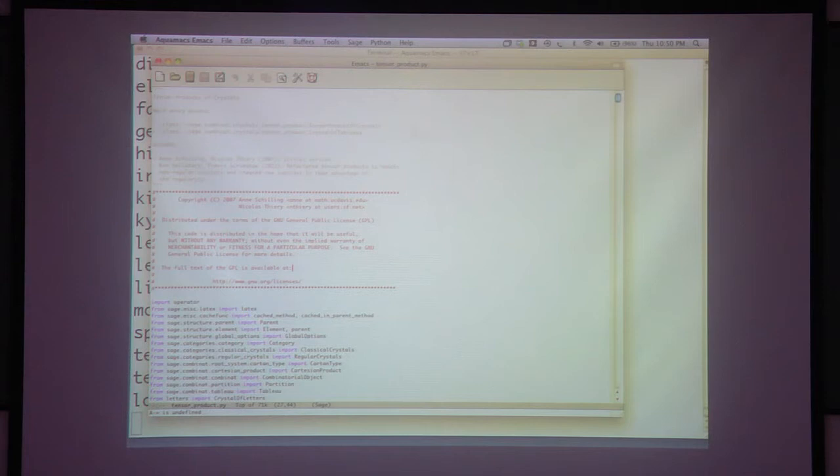Well, anyway, it's not so important. But if you can look, it's just so that you can actually look at the code.